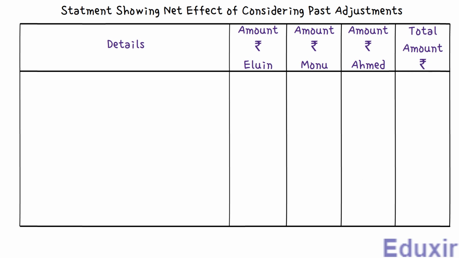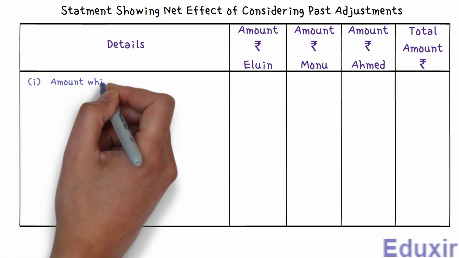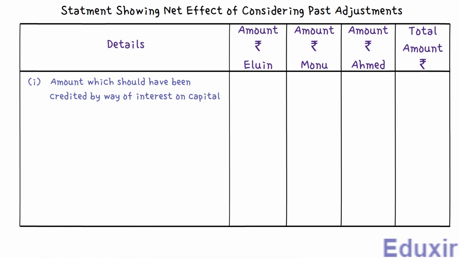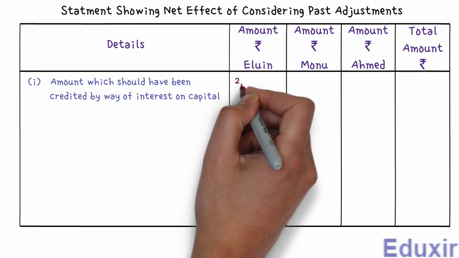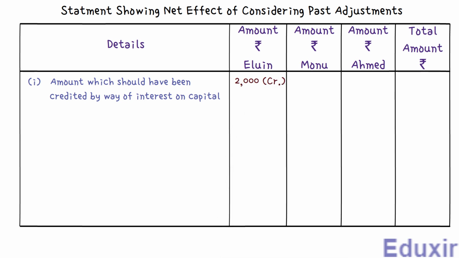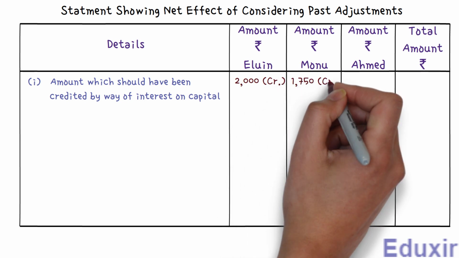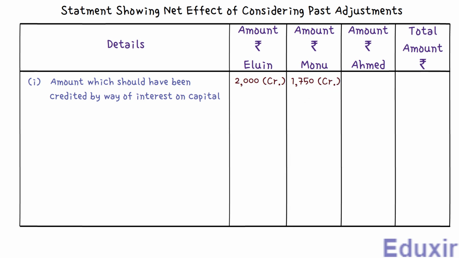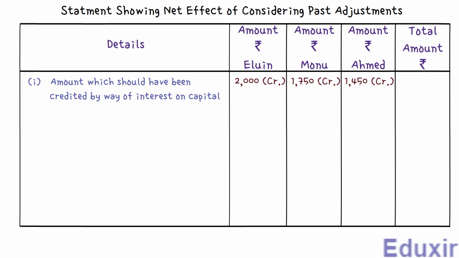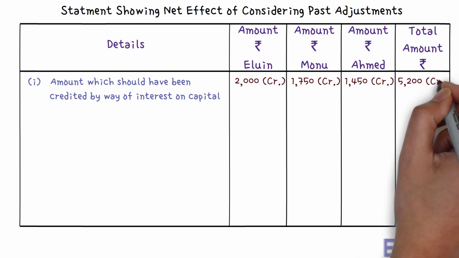In the details column, let us first write amount which should have been credited by way of interest on capital. This is the amount which was supposed to be credited but not credited. For partner Eluin, this is 2,000 rupees credit. For partner Monu, this is 1,750 rupees credit. And for partner Ahmed, this is 1,450 rupees credit. Now the total of these three credits is 5,200 rupees credit.